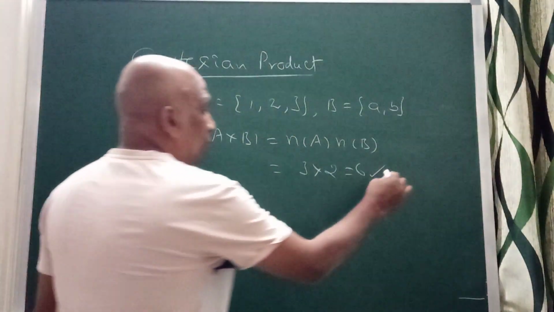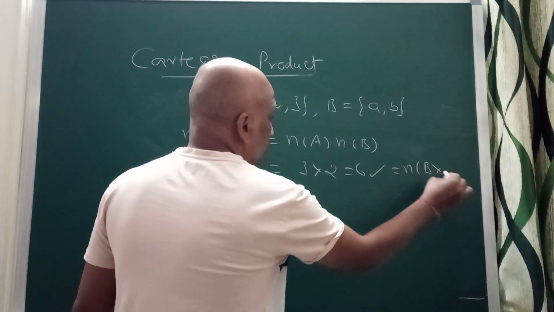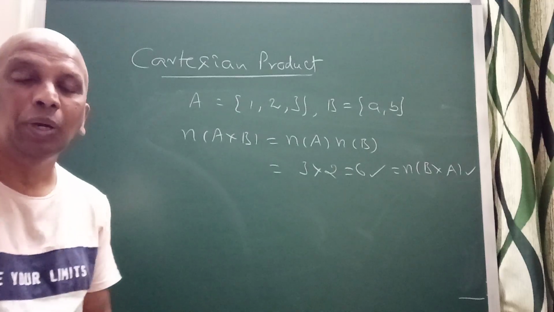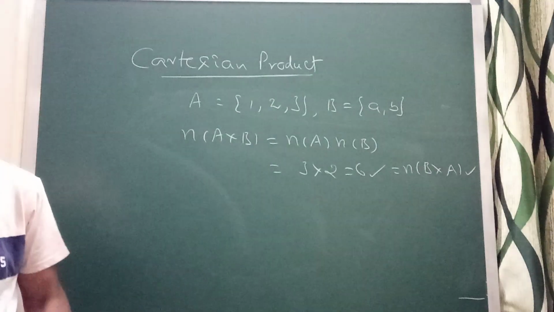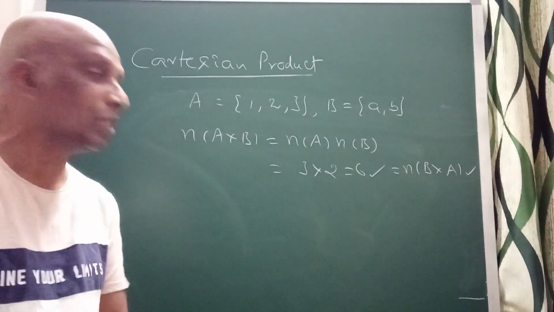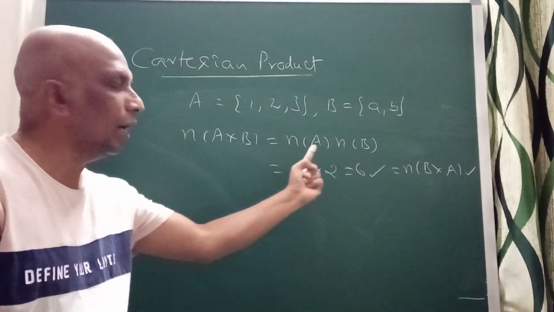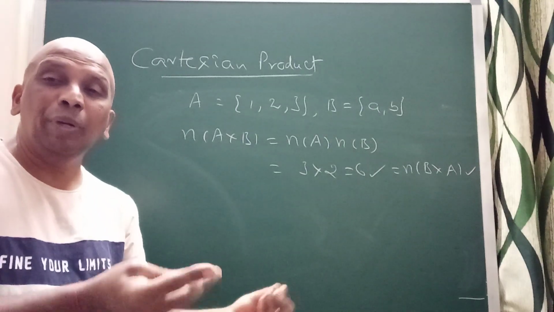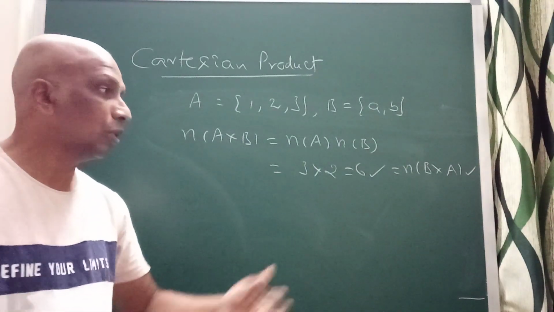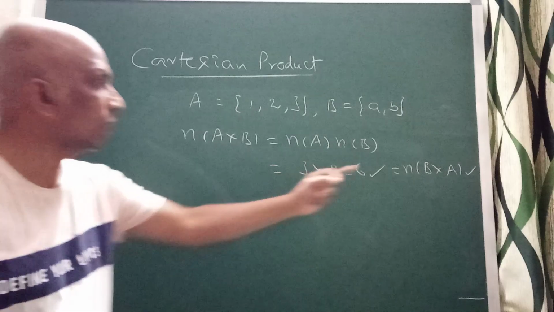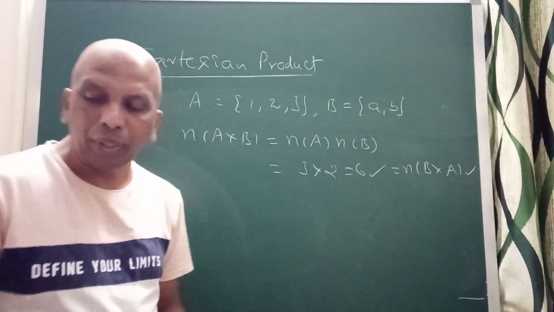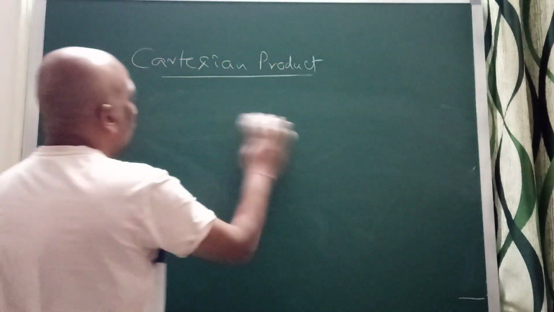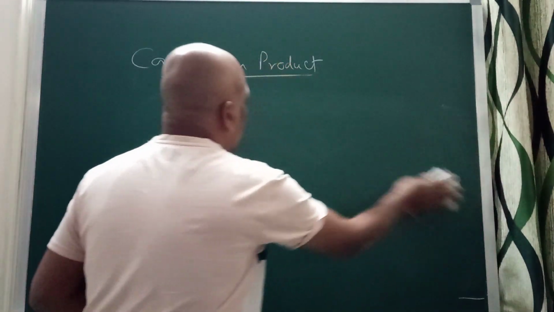Even n of B cross A is the same, right? You will get the same thing. n of A cross B is equal to n of B cross A. That you can remember, right? The number of elements in A cross B is equal to n of A times n of B, because we can find the number of elements in the Cartesian product using this formula. Both are equal.